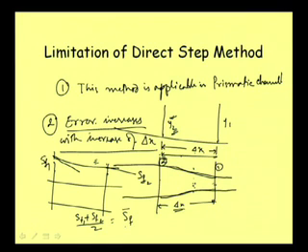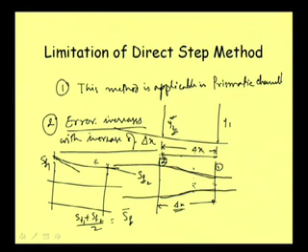Now, this will be valid when the change of slope between this point and that point is not that large, and whatever average value we take represents the change of slope between this point and that point more correctly. Then only it is applicable.